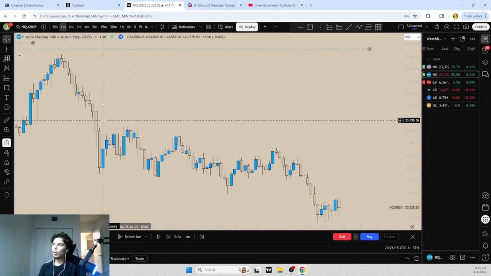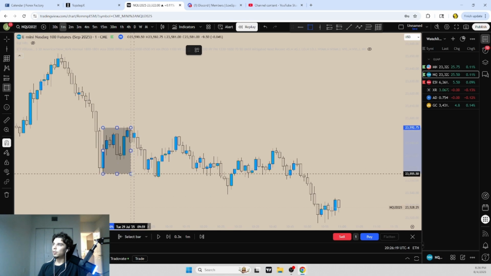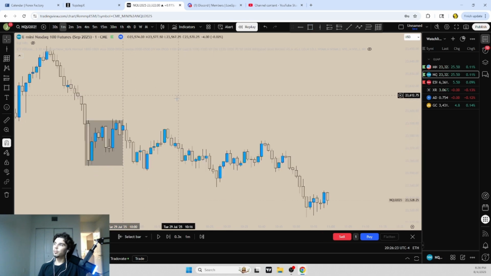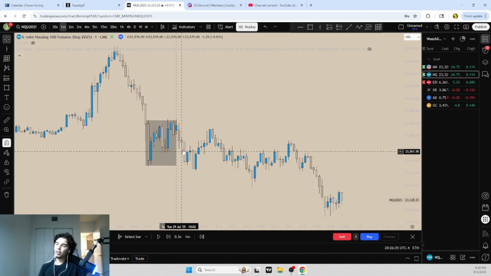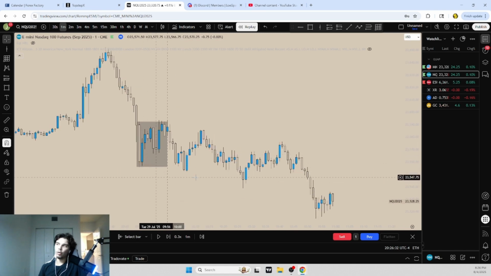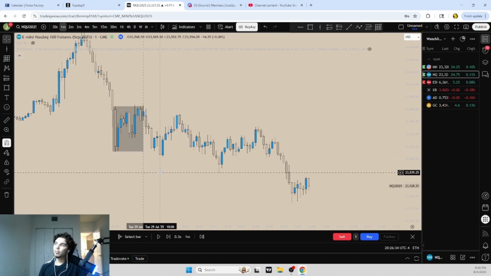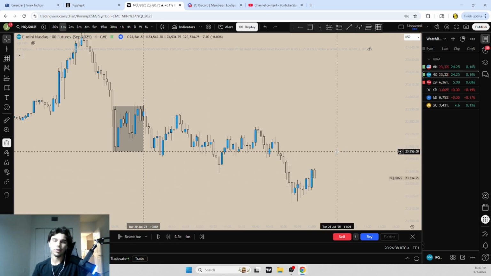Well, around 9:51, we end up getting this accumulation zone right here. All this general area is just essentially accumulation. Well, what do we actually end up doing? At 10 a.m., we ended up manipulating lower, taking out that accumulation zone's lows. But how did price end up moving? Literally just sideways for the rest of the session, right?